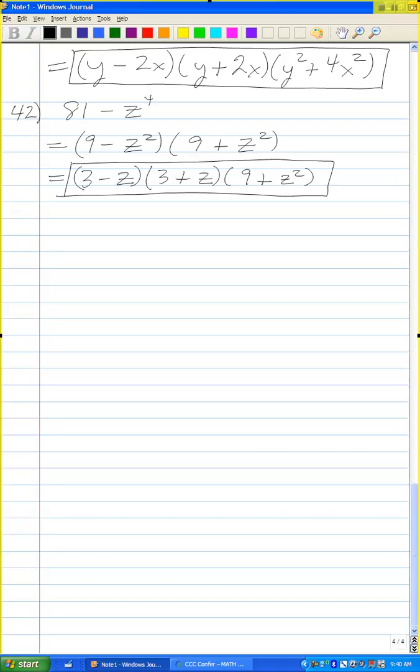In exercises 43 through 78, factor the expression completely. Again, when they say to factor completely, they mean to factor over the reals. Well, actually factor over the integers.